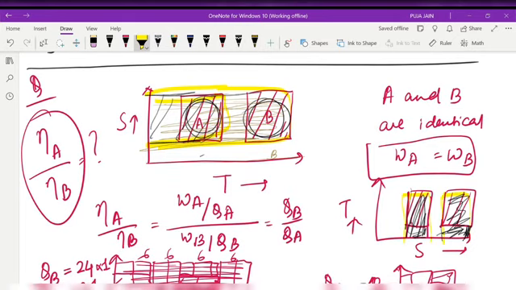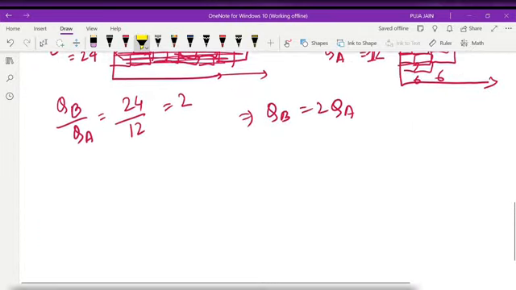If this was TS graph, you can clearly say that QA and QB is what? Same. So here we can get the efficiency eta as 1. That is the ideal case. But this is not TS graph. This is ST graph. You're getting my point, right?